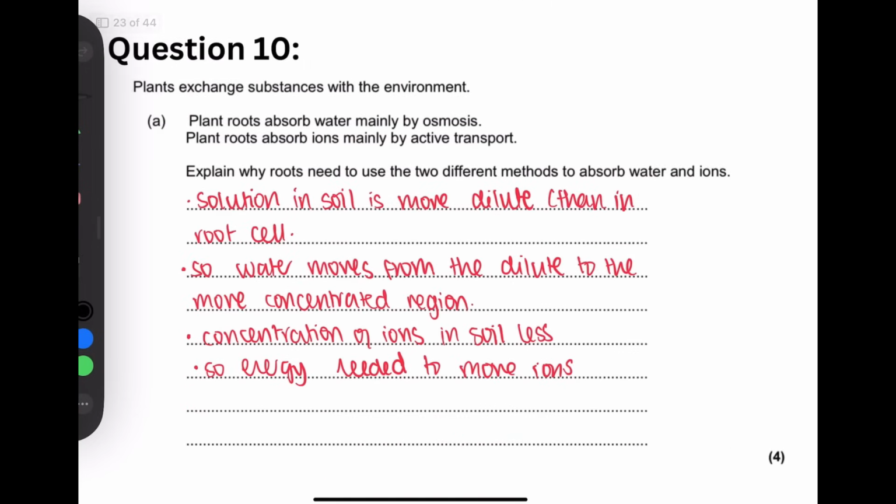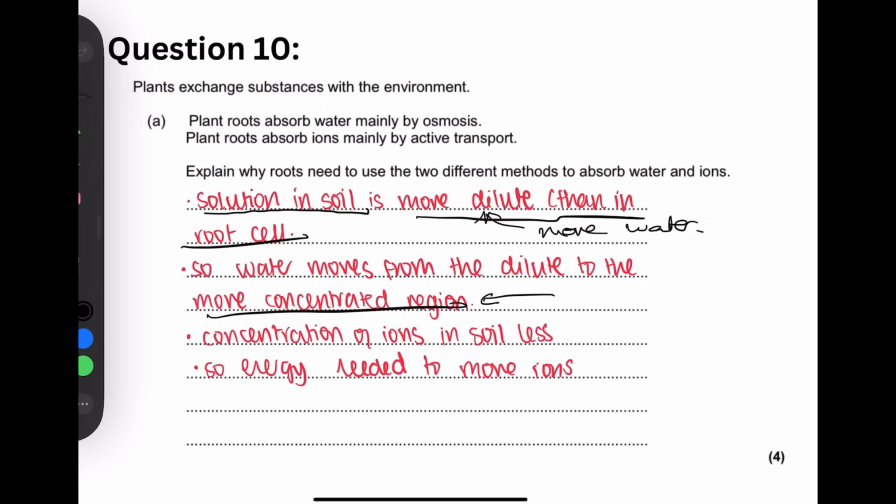So question 10. Plants exchange substances with the environment. Plant roots absorb water mainly by osmosis, while plant roots absorb ions mainly by active transport. Explain why roots need to use 2 different methods to absorb water and ions. This is because in the beginning, the solution in the soil is more dilute than in the root cell. So this means that it has more water. So water moves from dilute to the more concentrated region, which is osmosis. This is the definition of osmosis, from dilute to more concentrated.